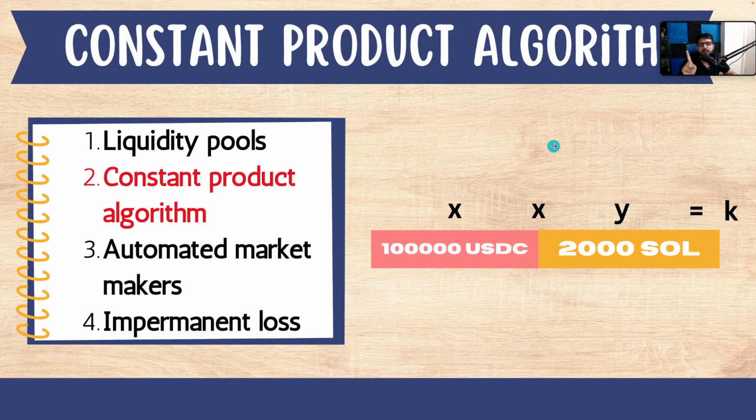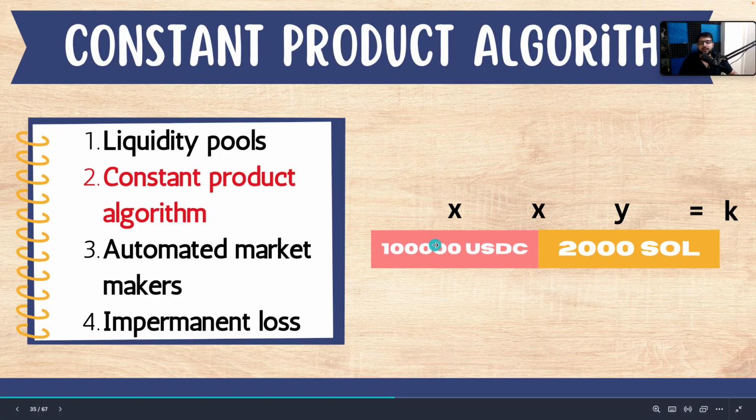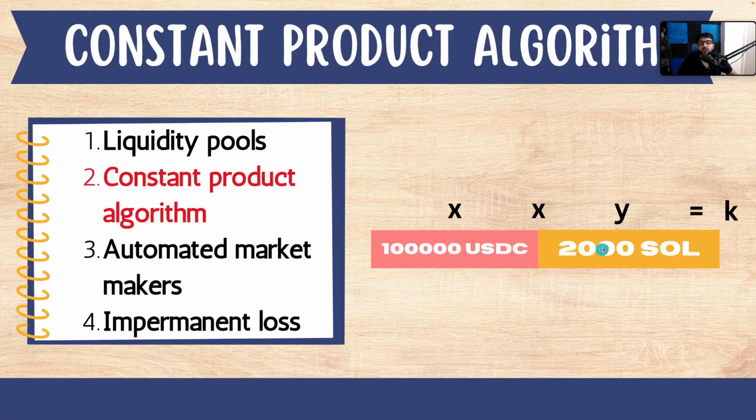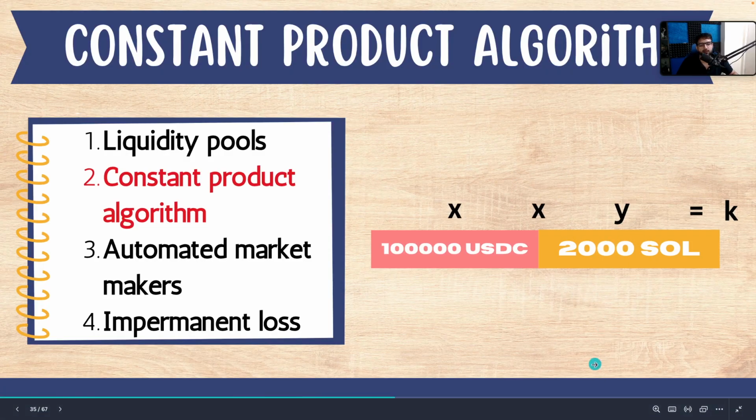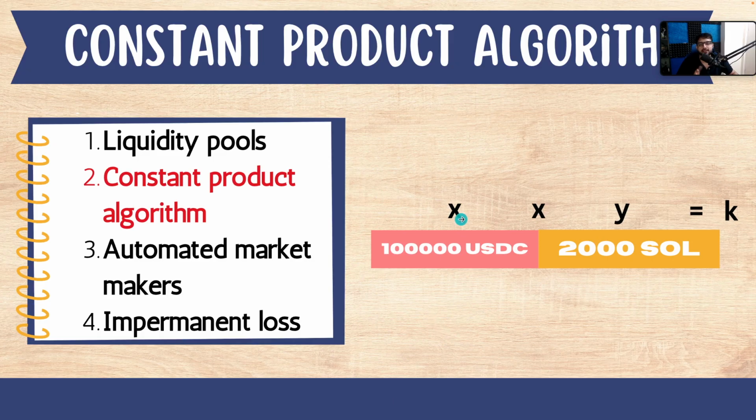Once you have made this liquidity pool, now their product should be constant. If someone wants to take some USDC from it, then they will have to put some Solana in here so that X into Y is still a constant. If someone wants to put some Solana in here and take out USDC, then they will have to make sure that if they put in 10 Sol over here, the amount of USDC they can pull out will be such that the final USDC into the final Solana amount is constant.